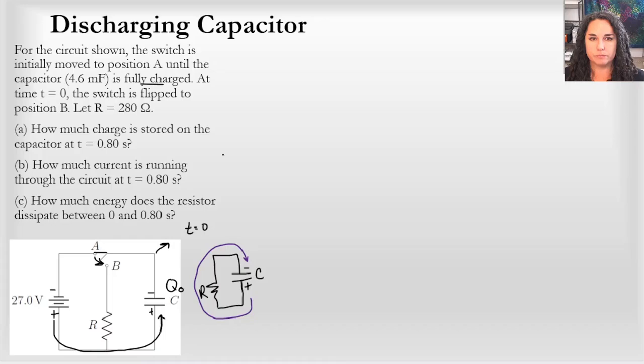Okay. It says how much charge is stored on the capacitor at 0.8 seconds. So if we want to find Q of t, it will equal Q naught e to the negative t divided by tau. And then we'll be looking at when t equals 0.80 seconds.